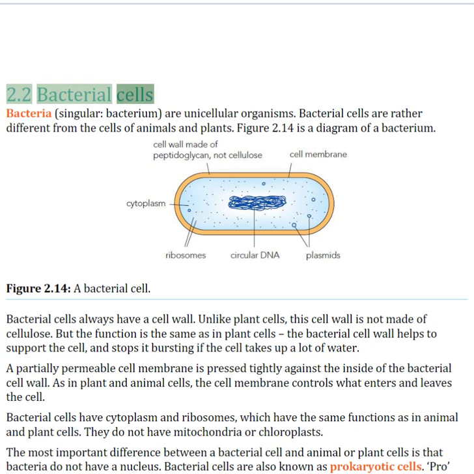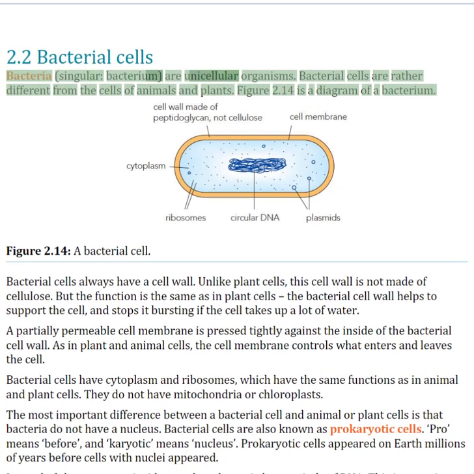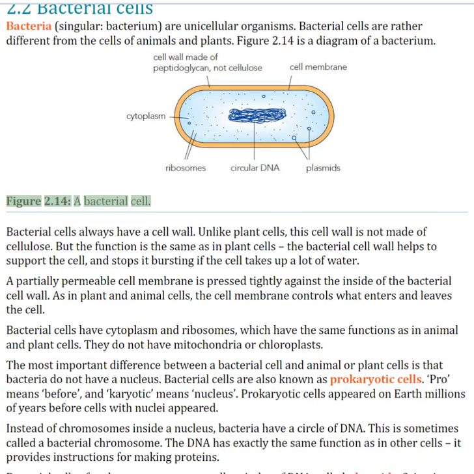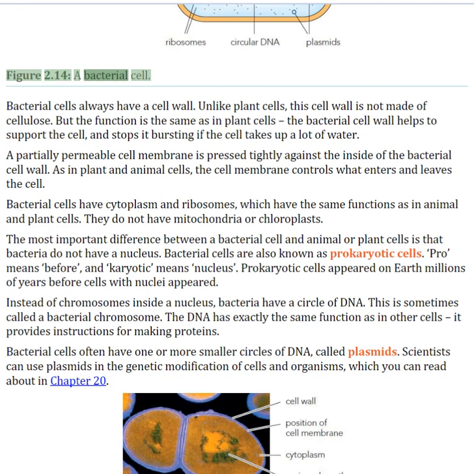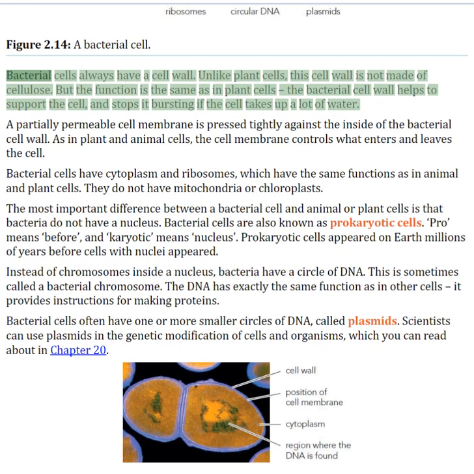2.2 Bacterial cells. Bacteria are unicellular organisms. Bacterial cells are rather different from the cells of animals and plants. Figure 2.14 is a diagram of a bacterium. Bacterial cells always have a cell wall. Unlike plant cells, this cell wall is not made of cellulose. But the function is the same as in plant cells. The bacterial cell wall helps to support the cell, and stops it bursting if the cell takes up a lot of water.